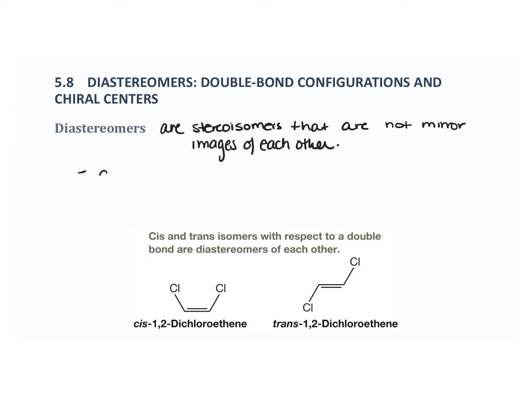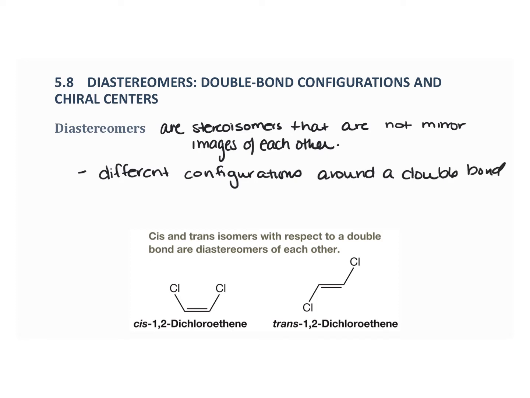So they can be diastereomers if they have different configurations around a double bond. For example, if we look here, we have cis-trans isomers. These have different configurations around the double bond, so that means they're diastereomers of each other. If something is a cis-trans isomer, by definition, these are diastereomers of each other.